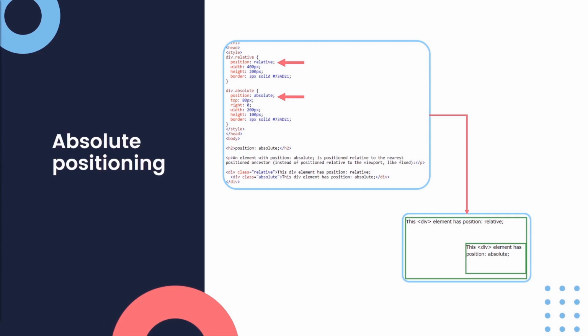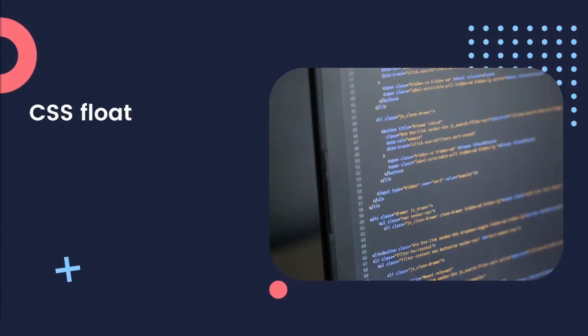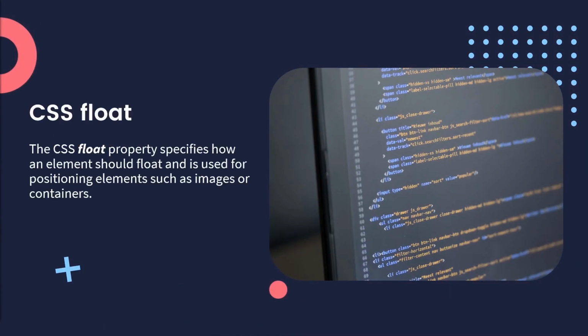Wonderful. Now, just as a bonus, I've also added CSS float, which is sort of considered positioning, but it's not really positioning in terms of properties. So the CSS float property specifies how an element should float and is used to position elements such as images or containers within the whole of the viewport or the client.